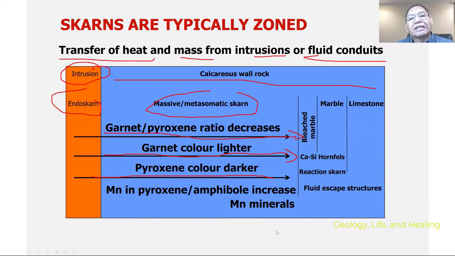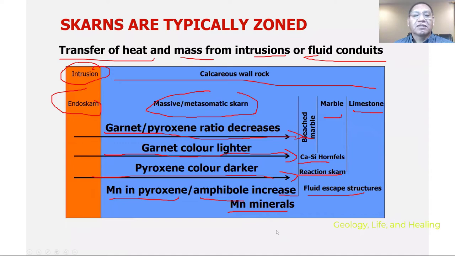So if you are in the field, take notes about these changes, and you will find where the intrusive is. Manganese in pyroxenes and amphiboles increases, with more manganese minerals. At the end, you have the bleached marble and marble itself, and fresh or unaltered limestone. You have calc-silicate hornfels, you have reaction skarns and fluid-escape structures.